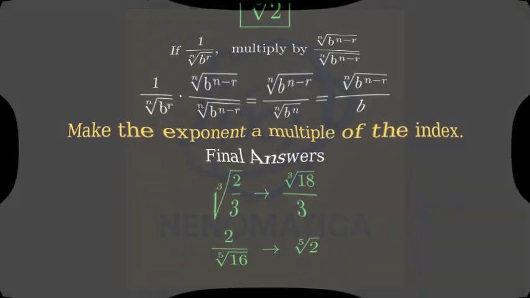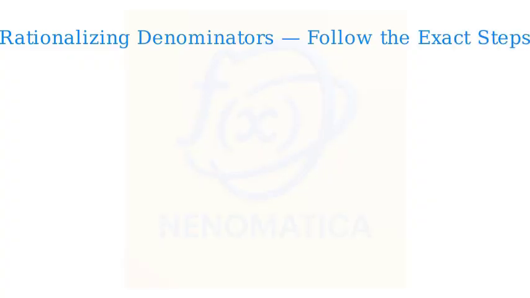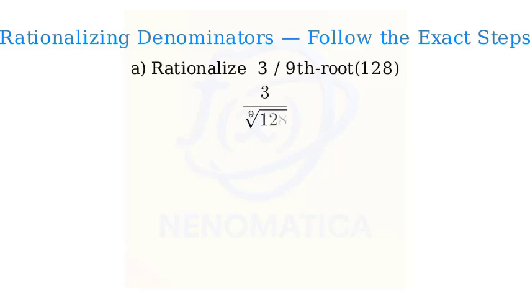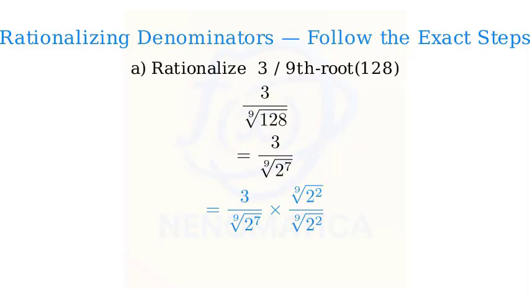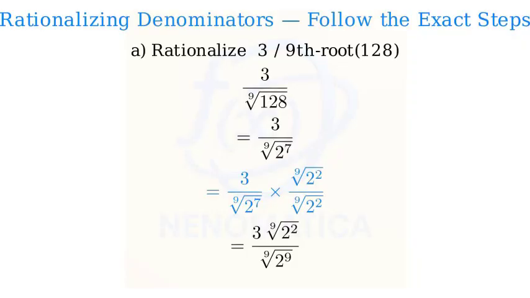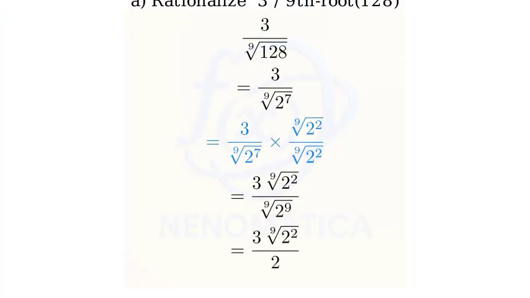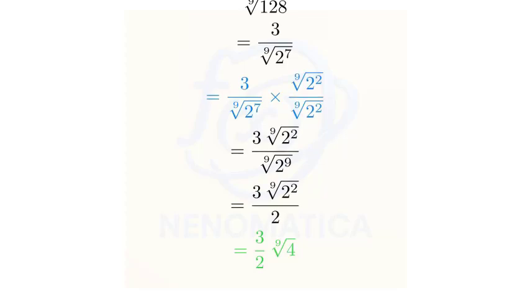Great work! In this lesson, we will rationalize denominators by creating perfect roots in the denominator, following the exact step order shown. Example A. Start with 3 divided by the 9th root of 128. Express 128 as 2 to the 7th. Multiply numerator and denominator by the 9th root of 2 squared to complete a 9th power in the denominator. Combine the radicals in the denominator to get the 9th root of 2 to the 9th. Evaluate the 9th root of 2 to the 9th, which equals 2. Write the final simplified form.